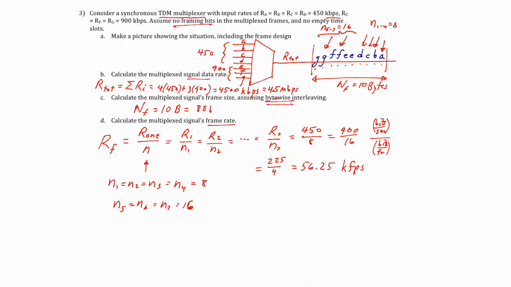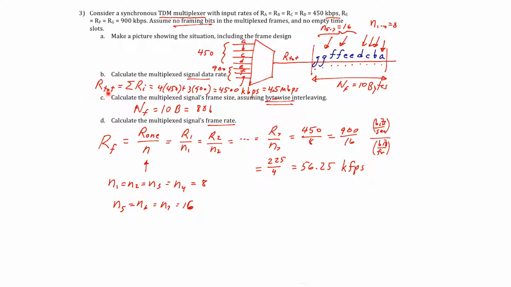And if we were doing bitwise interleaving, each of these would be a bit. Each letter would represent a bit, and we would have 10 bits. But we are doing bytewise interleaving here, so each of these represents a byte. And so we have 10 bytes altogether, 4 from A, B, C, and D, and then 6 from E, F, and G. Okay, so there's my frame design.